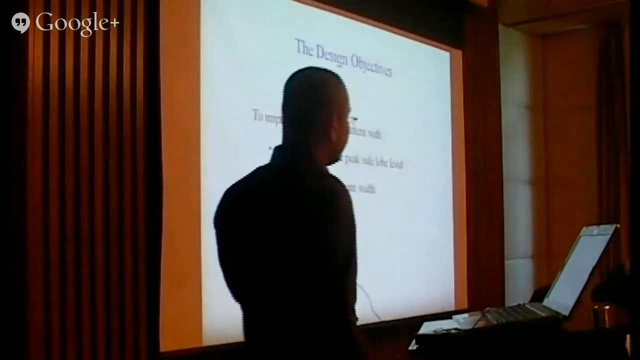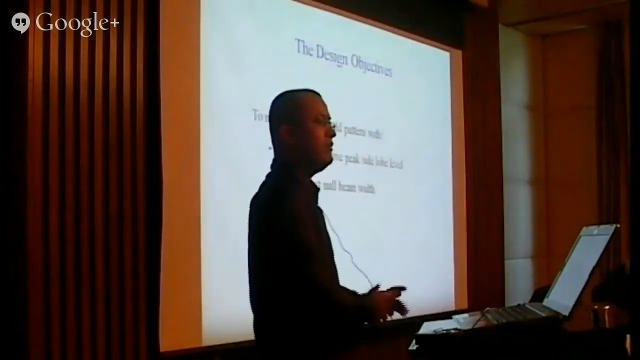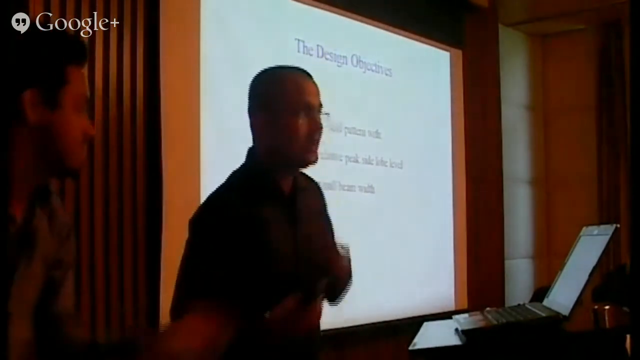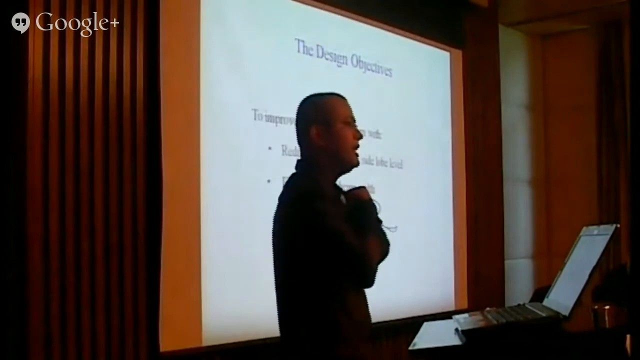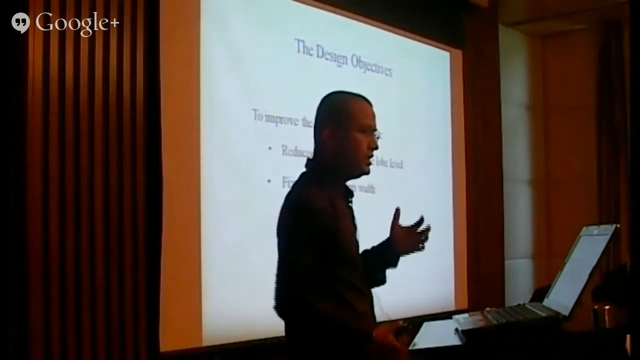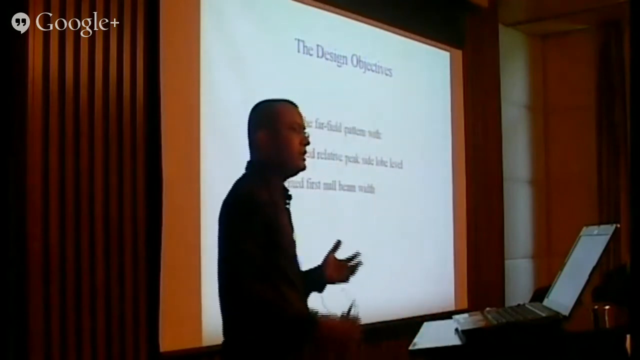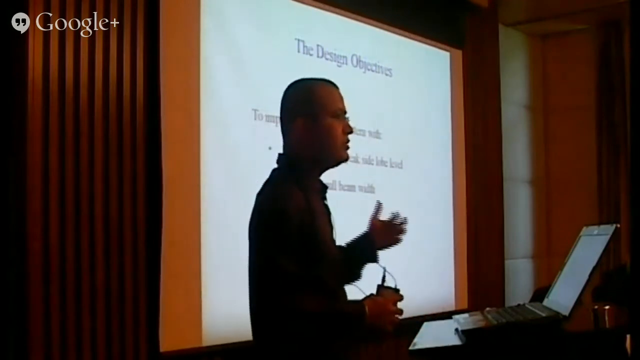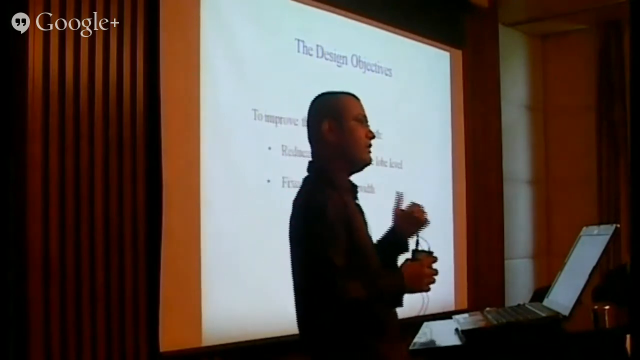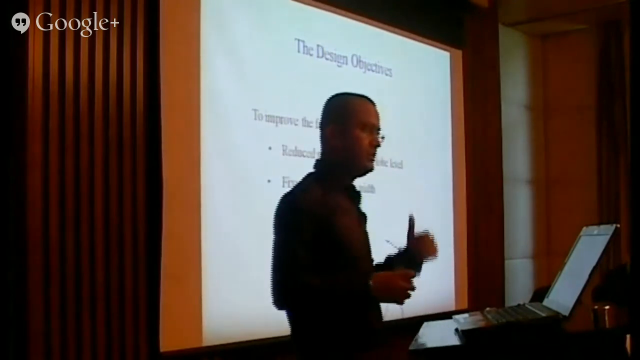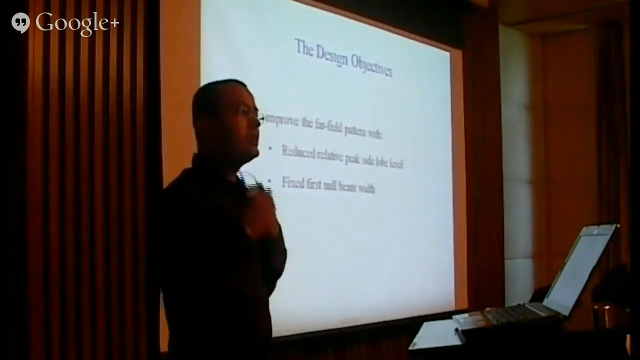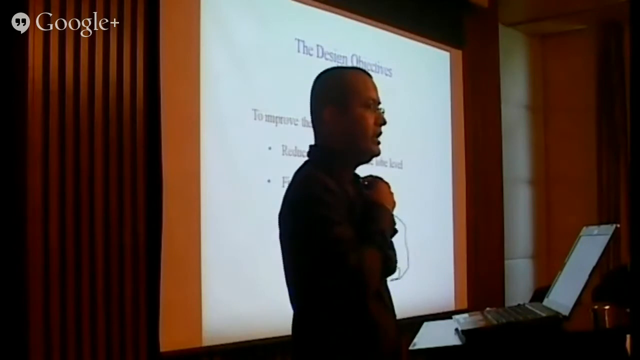I want to reduce the relative side lobe level. We know that our main power is concentrated in the main lobe, and the side lobe level is a wastage of power in undesired directions. So we reduce that power and want to increase our power in the main beam. So we want to reduce the relative side lobe level, and similarly the first null beamwidth.